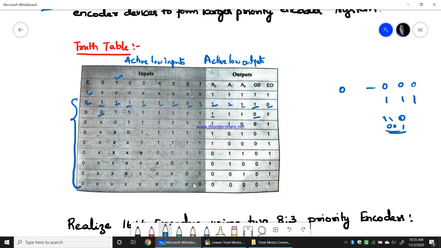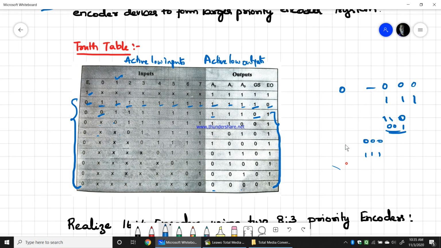Finally, if you see 7 is 0, irrespective of the value of 0 to 6, as 7 is 0, the priority is given to 7 and you get all zeros. All 0 is nothing but all 1s in active low, and E out remains as 1 for all these entries. So I hope the truth table for the 8:3 line priority encoder is understood by you, I feel.